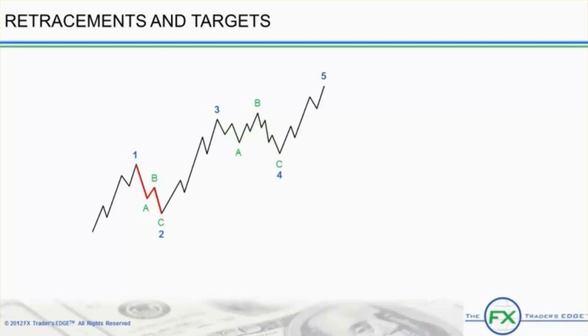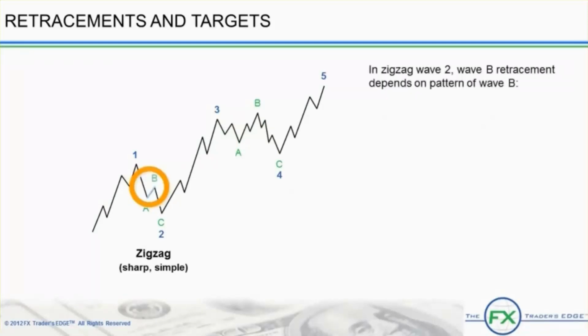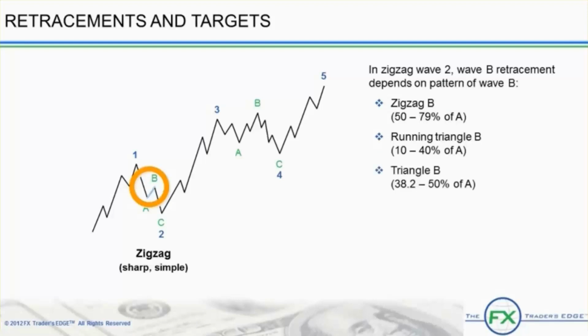Corrective wave targets vary by pattern. Zigzags travel in 3 waves, as in this example, and both the wave B and C segments have their own targets. In zigzag wave 2, the B retracement of wave A depends on the wave B pattern. For example, if B is a zigzag, B will retrace between 50 and 79% of A. If B is a running triangle, B will retrace between 10 and 40% of A. Finally, if B is a triangle, B will retrace between 38.2 and 50% of A.